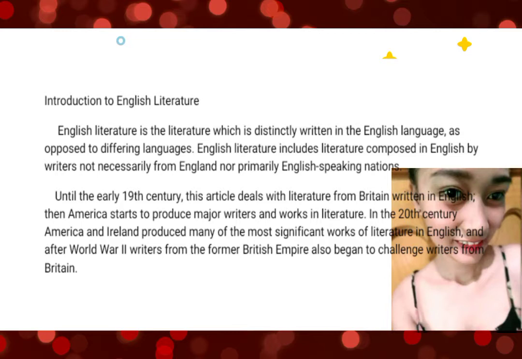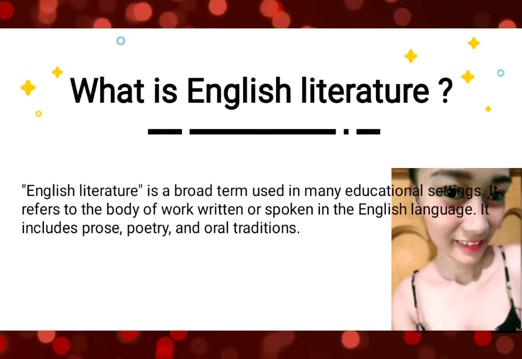Okay, so let's continue. Who has an idea now on what's really English literature? So, what is English literature? English literature is a broad term used in many educational settings. It refers to the body of work written or spoken in the English language. It includes prose, poetry, and oral tradition.